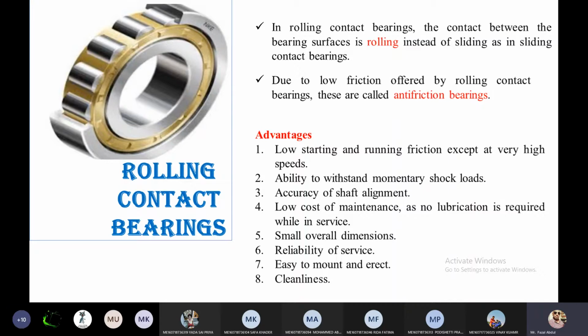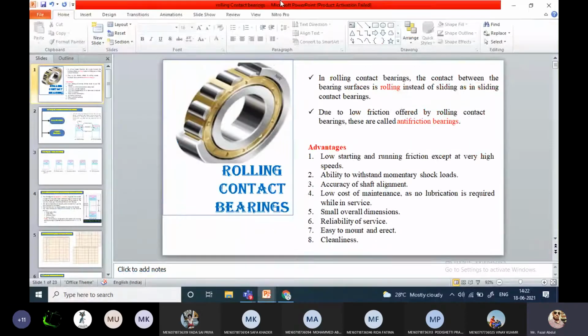That alignment is achieved here, and there is low cost of maintenance because there is no friction here. If there is no friction, there is no need of continuous supply of lubrication. Also small overall dimensions, reliability of service, ease of mounting and erection, and cleanness. These are all very clean, with no need of maintenance also. So this is some basic theory about the rolling contact bearing.